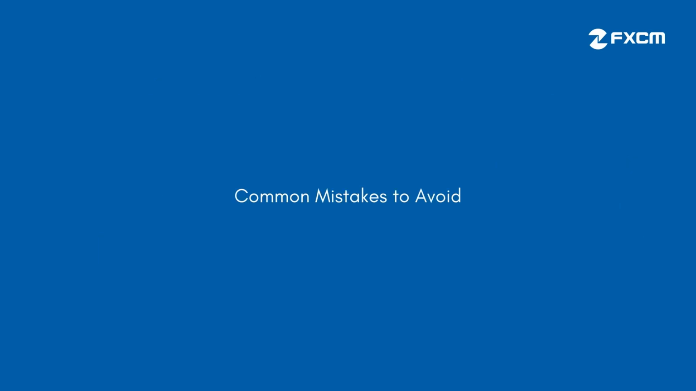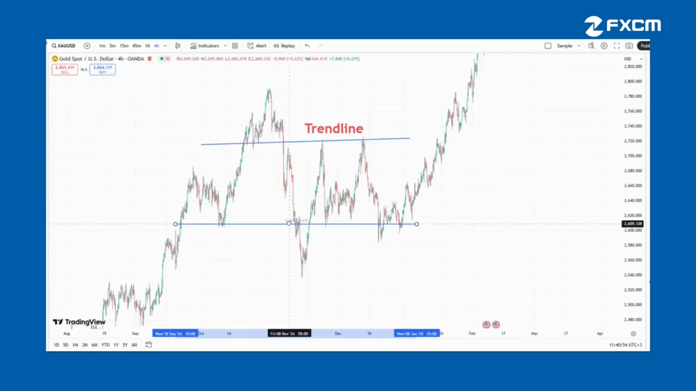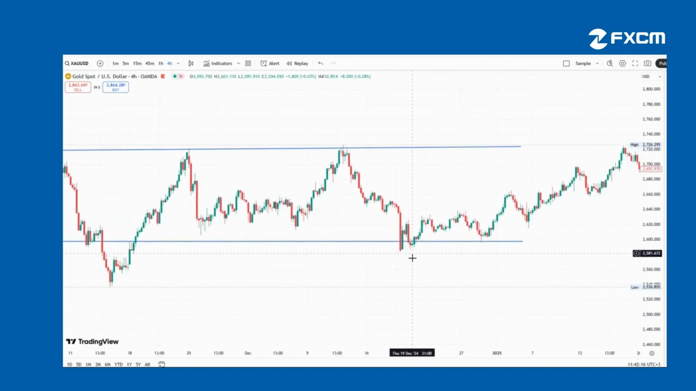The common mistakes to avoid. Forcing the trend line. If it doesn't fit naturally, don't adjust it to match price action. Ignoring fake breakouts. Gold/US dollar can have false breakouts. Wait for a confirmation candle.